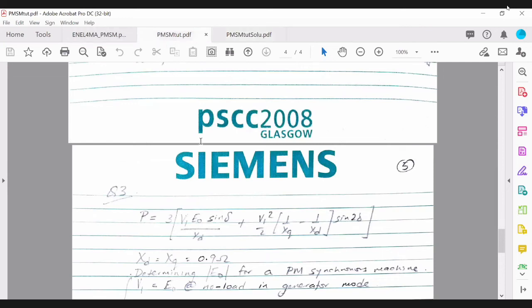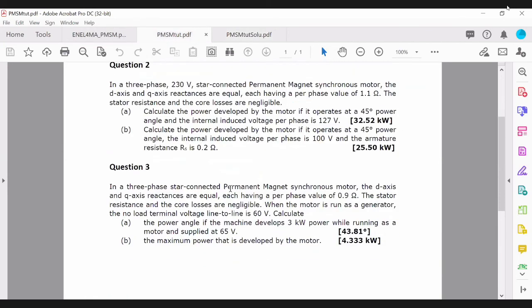Right, so let's have a look at the next question, which is a permanent magnet synchronous motor where again the d-axis and q-axis are equal, and we have the value of Xd equal to Xq to be 0.9 ohms, and we've also been given the data that when the motor runs as a generator, the no load terminal voltage line to line is 60 volt, okay?